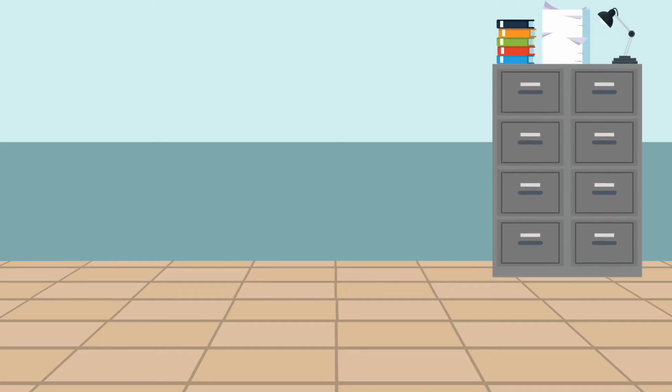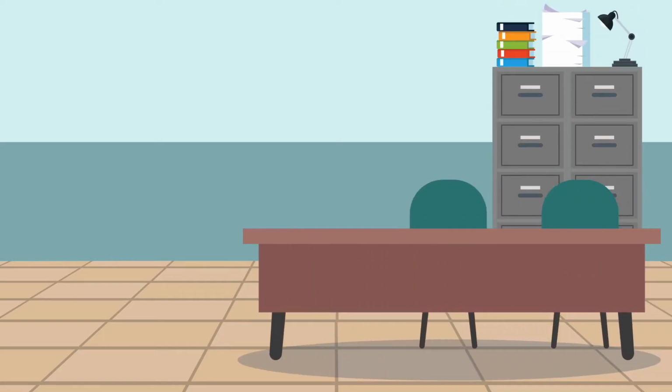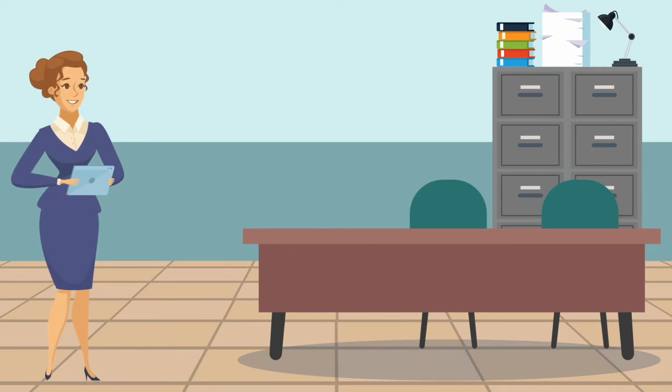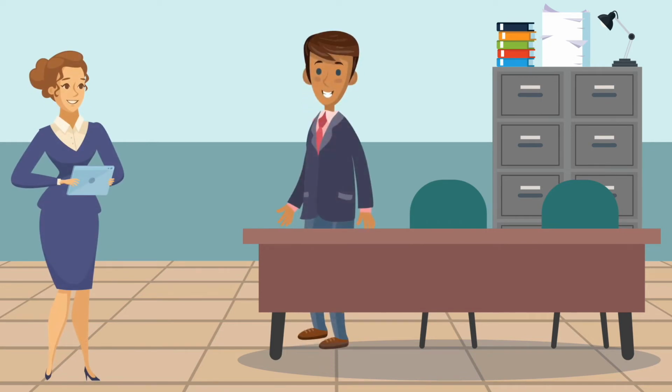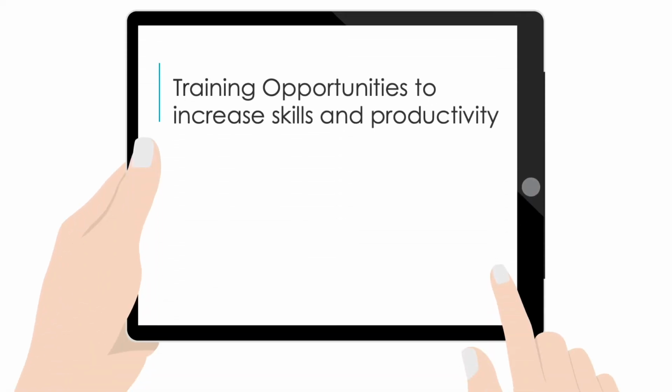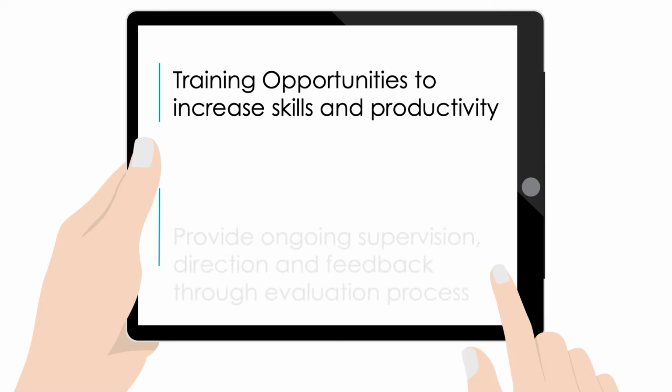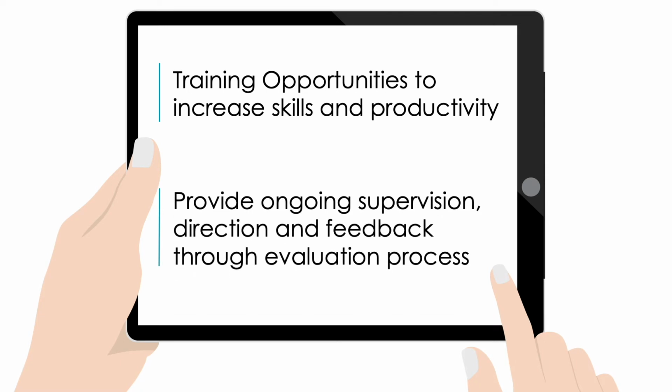The supervising educator will help the paraeducator understand the different roles and responsibilities by providing them with job descriptions and clarifications as needed. The supervisor will train or inform the paraeducator of training opportunities to increase their skills and productivity, as well as provide ongoing supervision, direction, and feedback through an evaluation process.